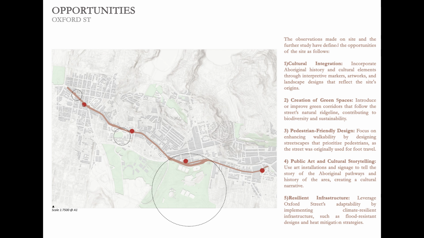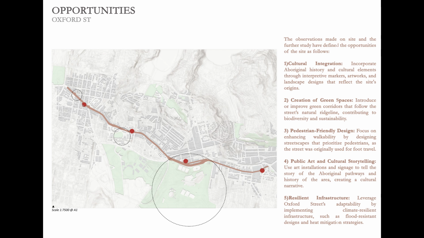First, cultural integration is essential. We can incorporate Aboriginal history through interpretive markers, artworks, and landscape designs that honor the site's rich heritage. Next, by creating green spaces, we can improve ecological corridors along the street's natural ridgeline, promoting biodiversity and sustainability. Pedestrian friendly design is also vital.